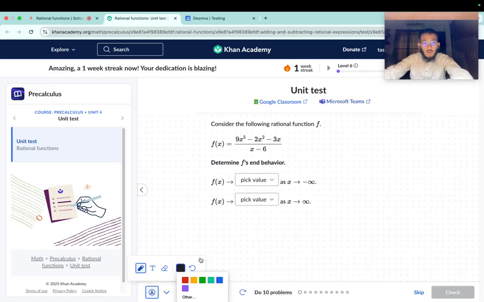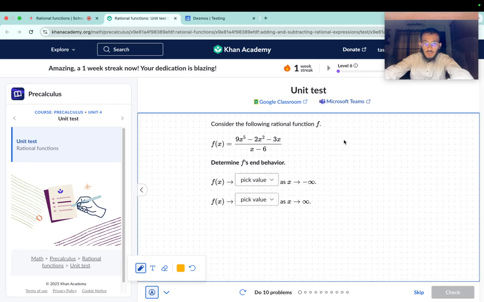Now we know that in order to determine a function's end behavior, we divide the maximum power term in the numerator, which is 9x to the power 5, by the term of the same degree in the denominator. Here we have x to the power 5 in the numerator, but in the denominator we don't have one, which means that term is absent, 0 x to the power 5. So then we divide that, 9 divided by 0 is infinity.